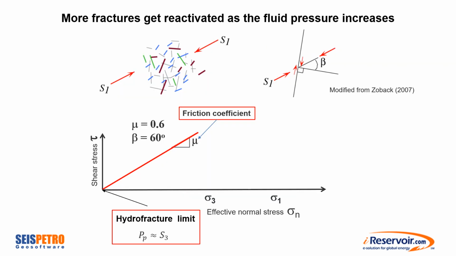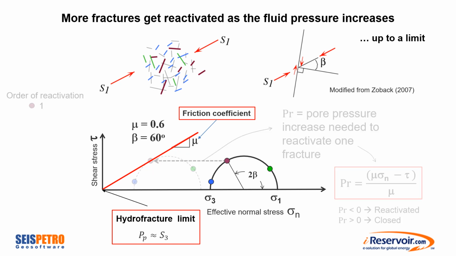As we increase the fluid pressure, more fractures will get reactivated, but that will occur up to a limit. So here are our conceptual fractures, and here is how these fractures plot in the effective normal stress versus shear stress domain. As we can see, at original reservoir pressures, all these fractures fall below the friction line.